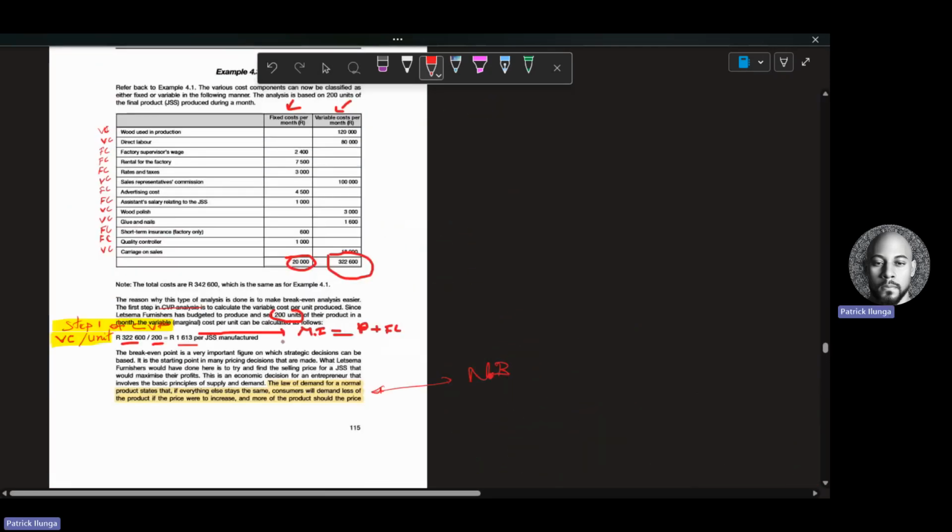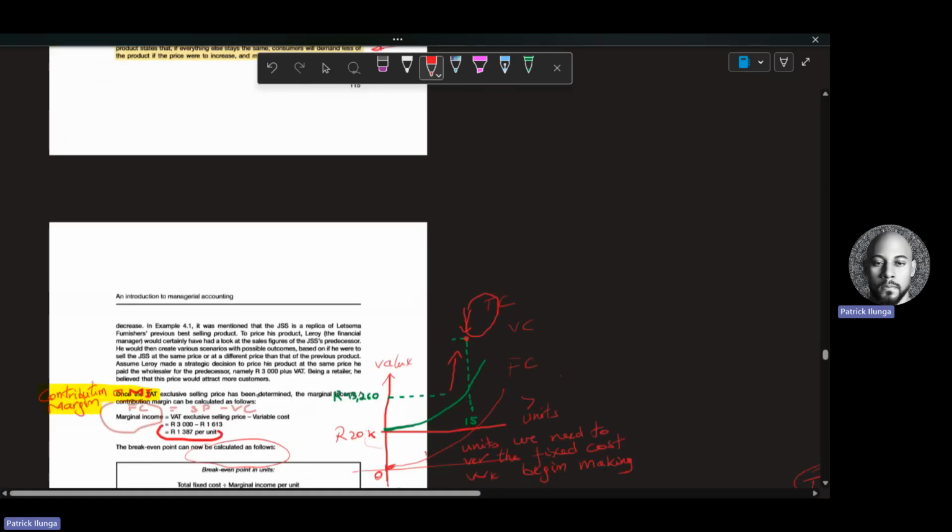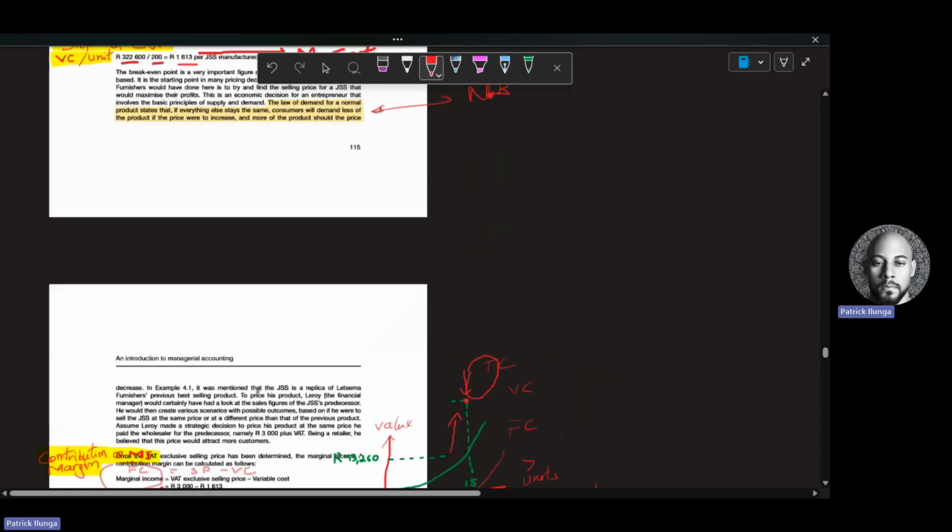Sorry, what am I saying? Apologies. This is the marginal cost. Sincere apologies. This is the marginal cost, right? Remember, we are trying to find out the total variable cost divided by the number of units. Now we know the variable cost per unit. So we know now the variable cost per unit.